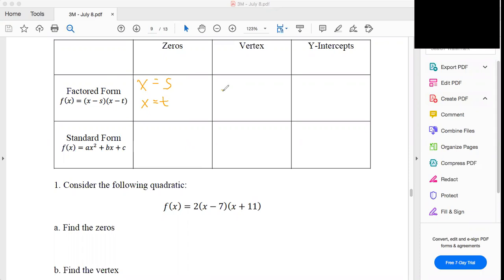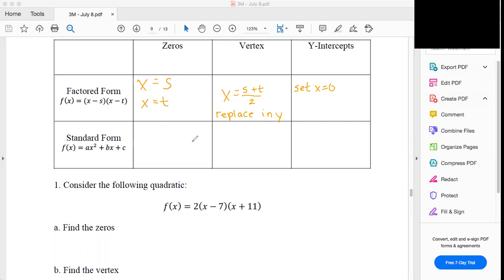To find the vertex, you take the s and t and add them together, and then you divide it by 2. And then you place it in y. And then for our y-intercept, we set x as 0 in our equation.